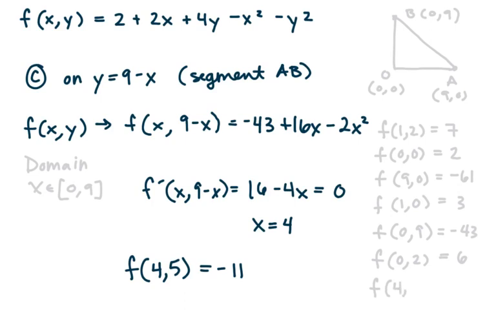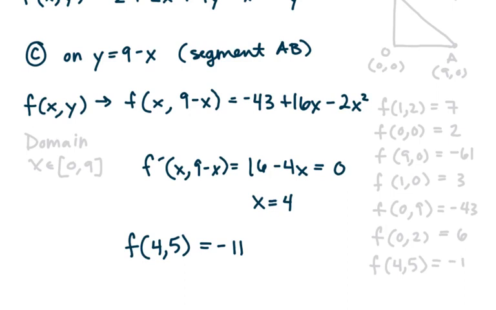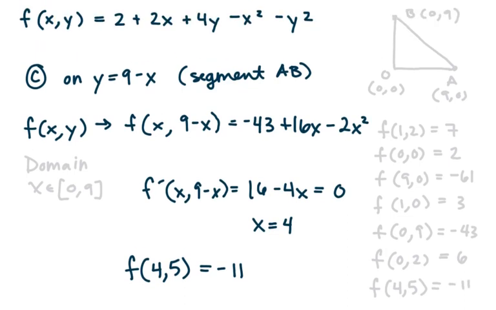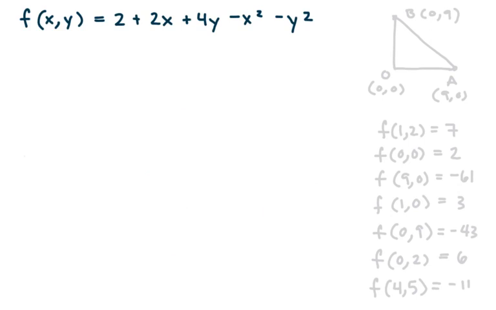All right, so I'll list that over here on the side. We have f of 4, 5 equals negative 11. So we went through a decent amount of work here to find the one critical number that fell inside the region. We looked at our endpoints, (0, 0), (9, 0), and (0, 9). And then we also found a critical number on each of these boundary edges.